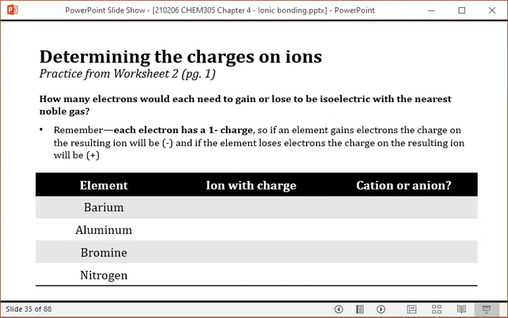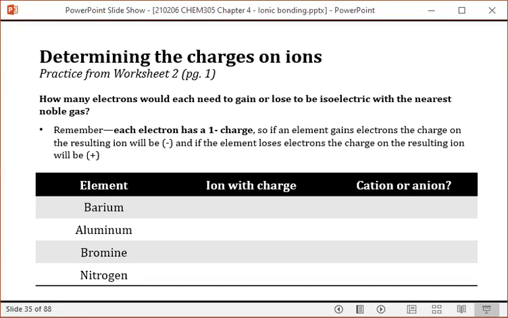So let's do a little bit of practice. This is from page 1 of worksheet 2. Worksheet 2 is located in the back of your lab manual. It's the next worksheet that we'll be doing in the lab portion of the class, but it corresponds a lot to what we're talking about in lecture. So we'll do a lot of examples from worksheet 2, and you should start working on that as we go through chapters 4 and 5.